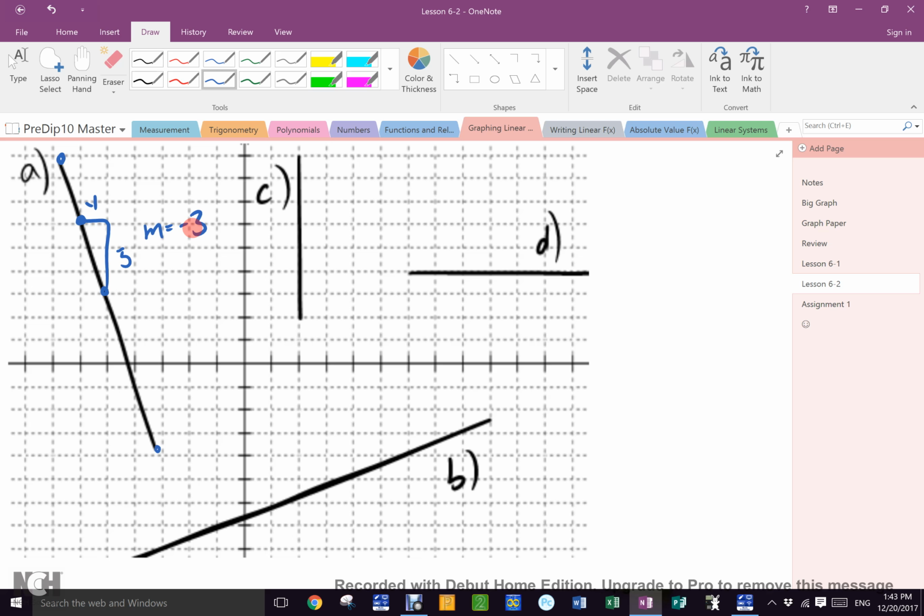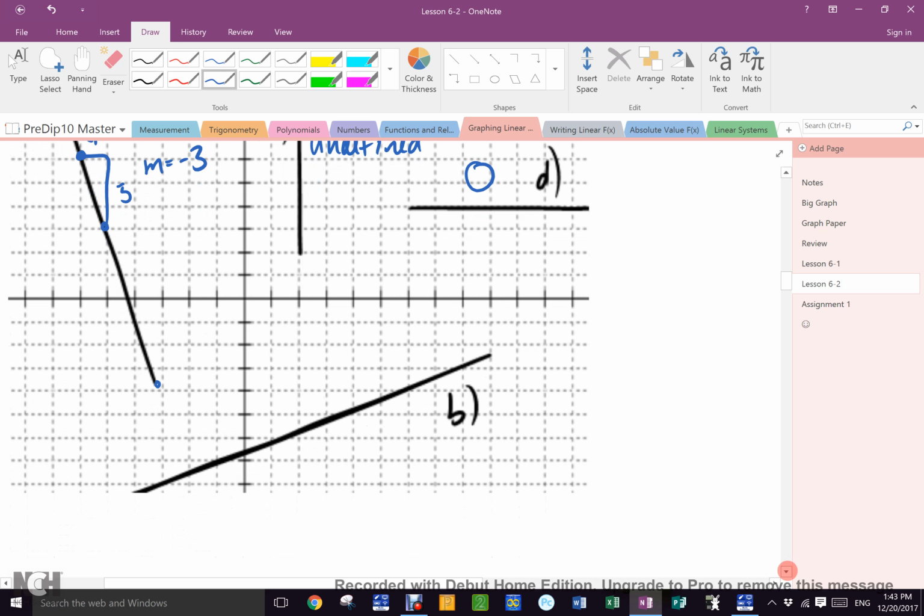Undefined. What's the slope of D? 0. Putting the line through it makes it undefined. All right, B. We could do the same thing.